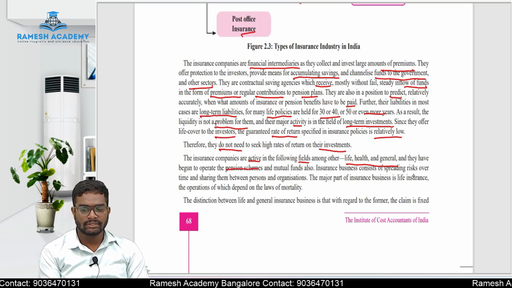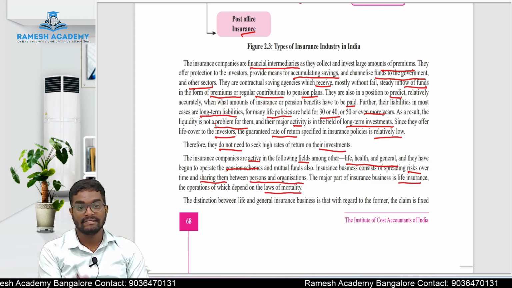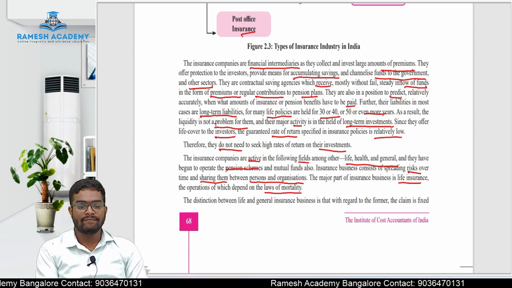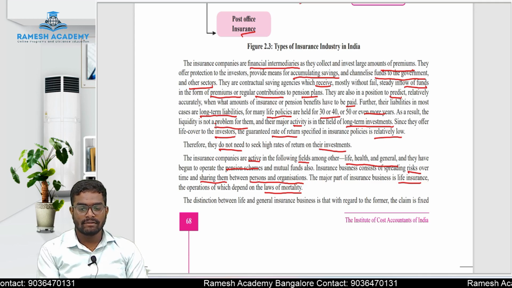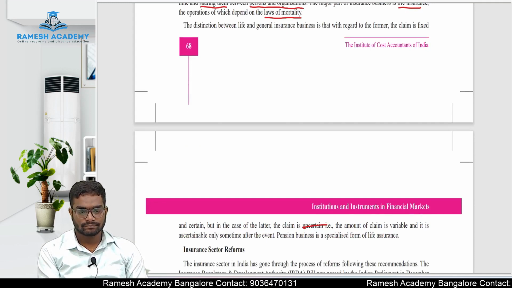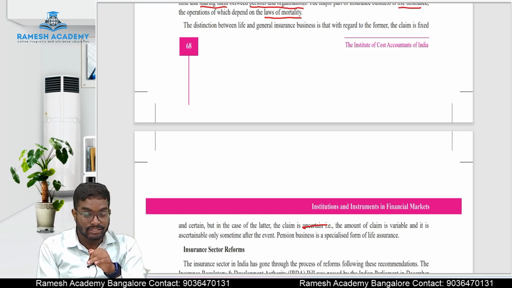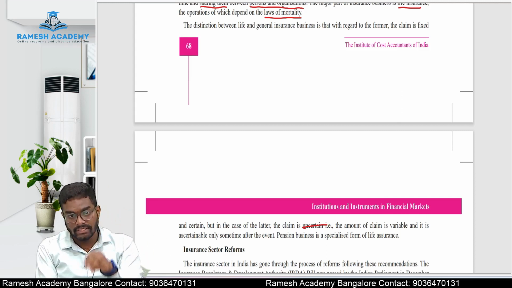Insurance business consists of spreading risk over time and sharing it between persons and organizations. The major part of insurance business is life insurance, the operations of which depend on the loss of mortality. The distinction between life insurance and general insurance business is that with regard to the former, the claim is fixed and certain, but in case of the latter, the claim is uncertain. So in life insurance, the claim is fixed, you will definitely take the claim, but in case of general insurance, there are chances of claiming also, not claiming also.